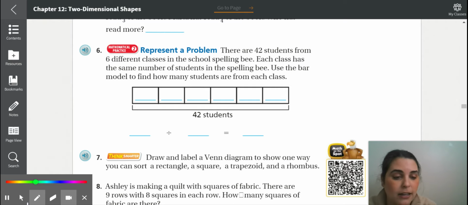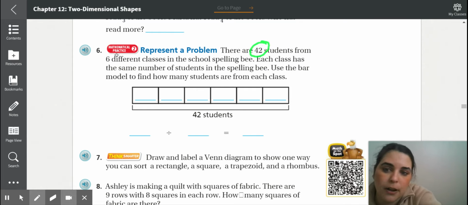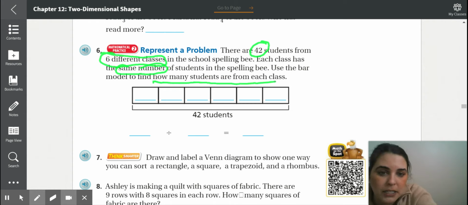So let's read it again. And as we read, we are circling numbers that we need and underlining the question. There are 42 students from 6 different classes in the school spelling bee. Each class has the same number of students in the spelling bee. Use the bar model to find how many students are from each class.